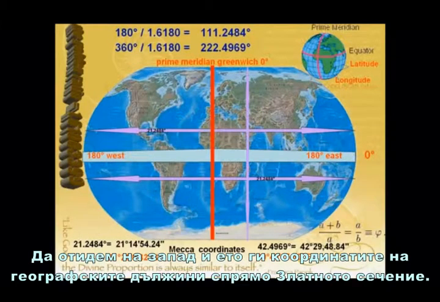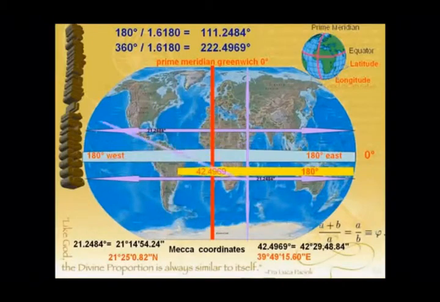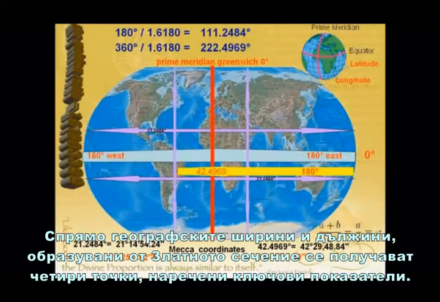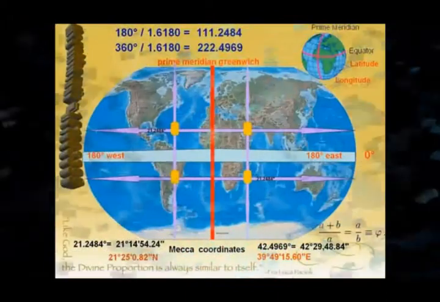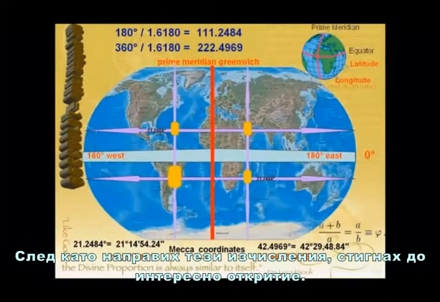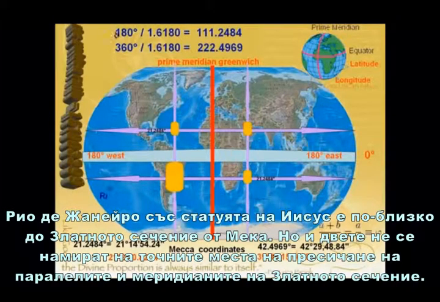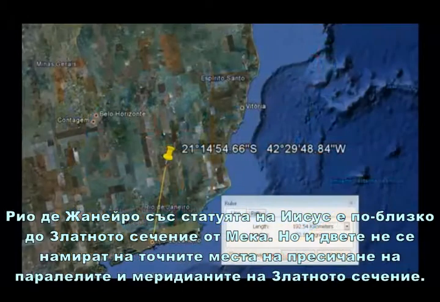Let's go west, and here we are again with a new longitude golden ratio. We have 2 longitudes and 2 latitudes of golden ratio and 4 so-called phi matrix points. While calculating this, I came across an interesting point. Rio de Janeiro, with its Jesus statue, is closer to the golden ratio than Mecca, but none of them is on the point of intersection.